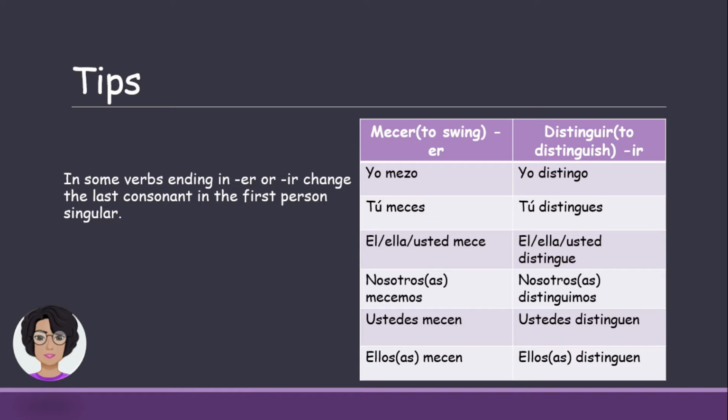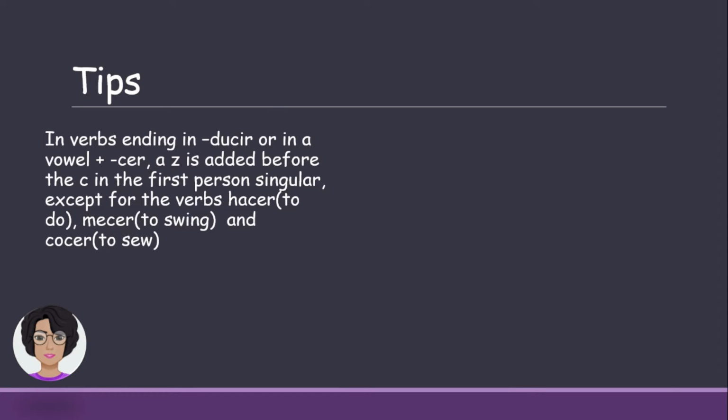This is a rule or a tip in which you actually have to learn the verbs to which you have to apply this tip. It's like the irregular verbs. You have to learn by heart the irregular verbs so you know how to conjugate them.